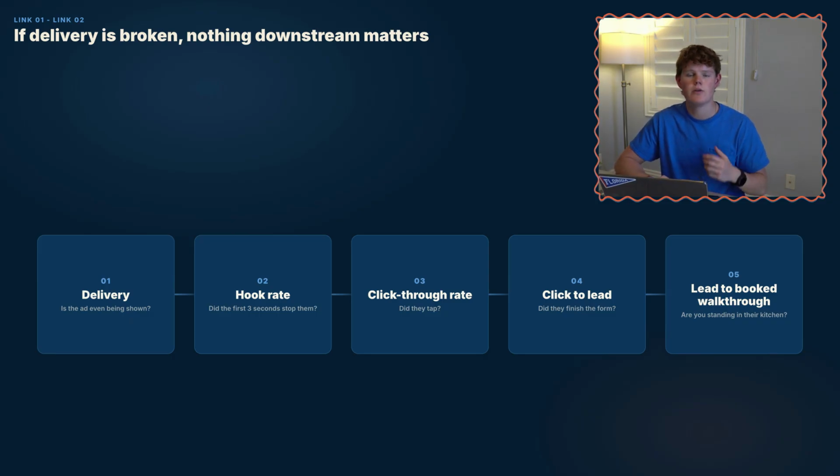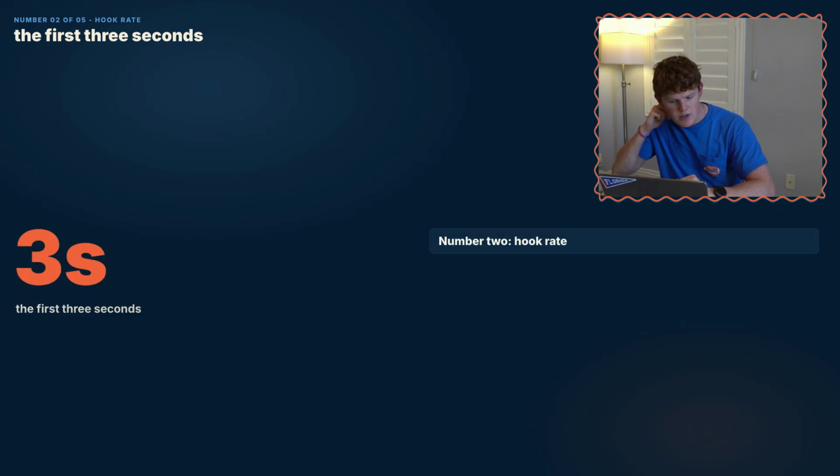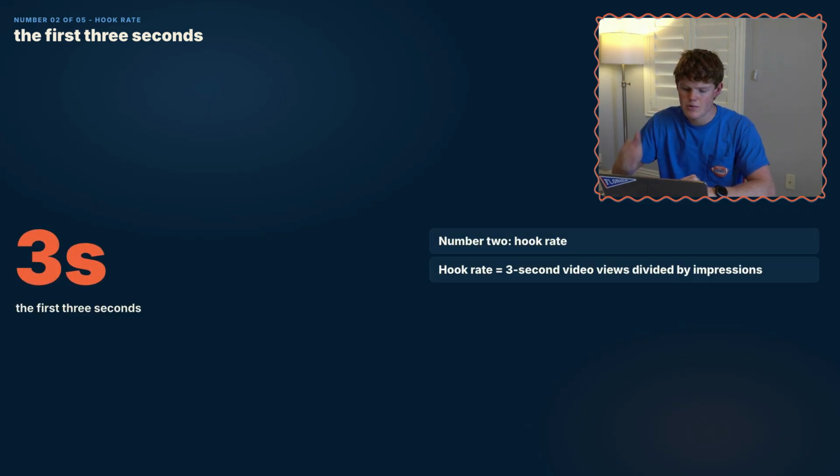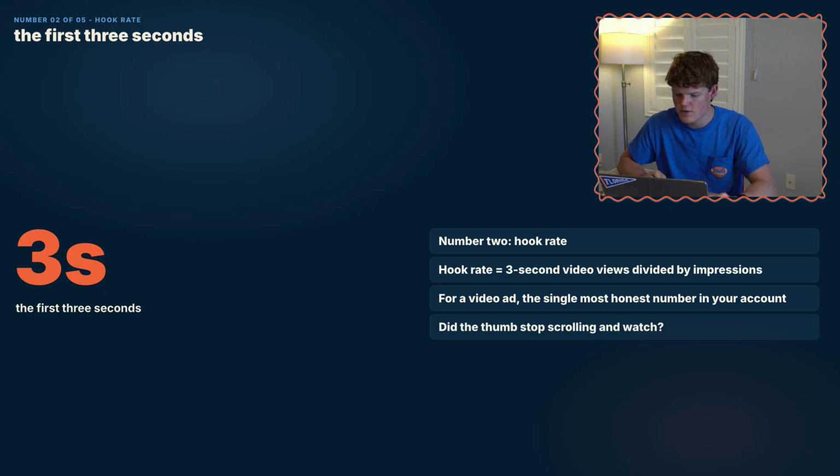Number 2, hook rate. This is the first 3 seconds. So hook rate is basically 3-second video views divided by impressions. If you're running a video ad, this is the single most honest number in your account. It tells you whether the thumb of the scroller stopped and watched the video.